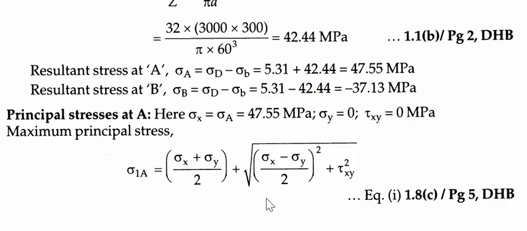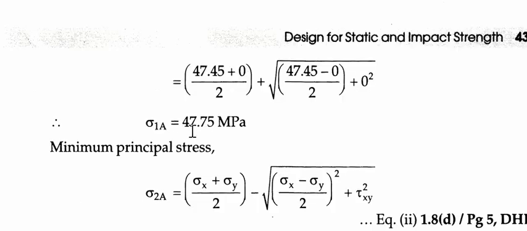Then all I have to do is find the principal stress at both A and B. Let's consider the stress at A, where sigma x equals the resultant stress sigma A, which is 47.55 megapascal. On the other hand, we know there is no sigma y and no tau xy. Substituting in the formula, sigma 1A equals (sigma x plus sigma y) by 2 plus the square root of ((sigma x minus sigma y) by 2) the whole square plus tau xy squared. Simply substitute the values to get sigma 1A.